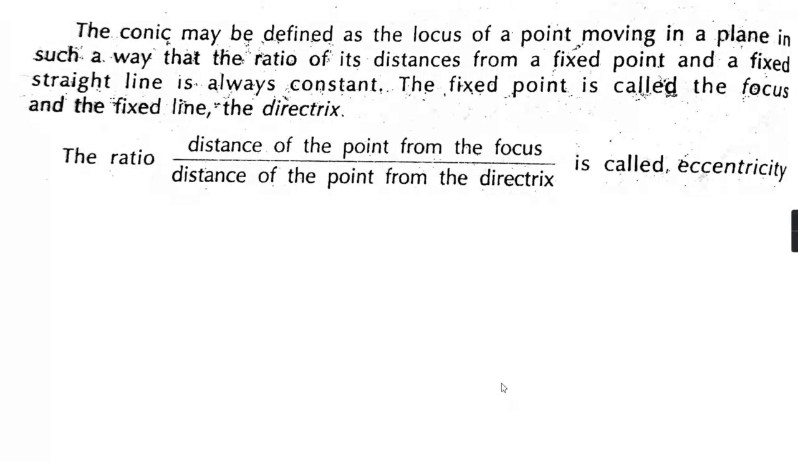So the conic may be defined as a locus of a point moving in a plane in such a way that the ratio of its distance from a fixed point and the fixed line is always constant. The fixed point is called the focus and the fixed line is called the directrix. So the ratio of the distance of a point from the focus to the distance of a point from the directrix is called eccentricity.